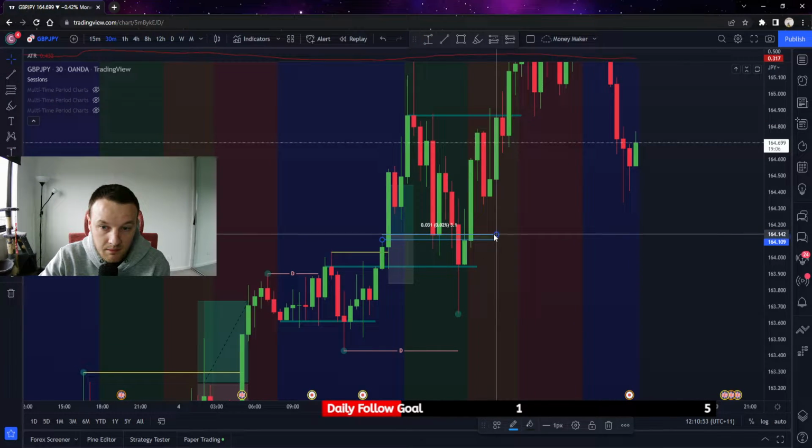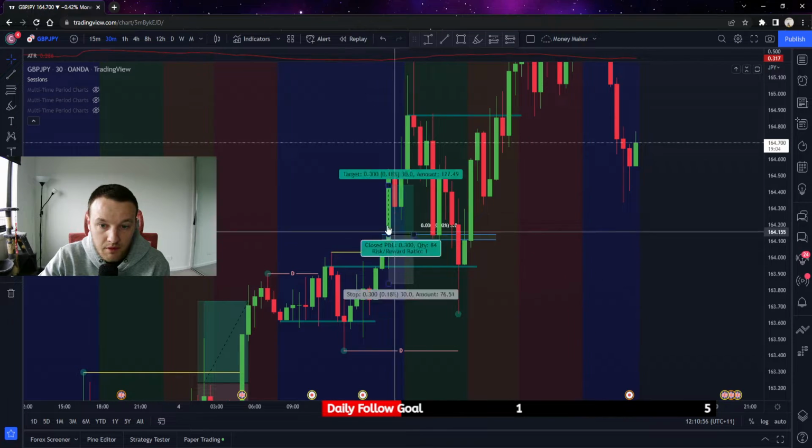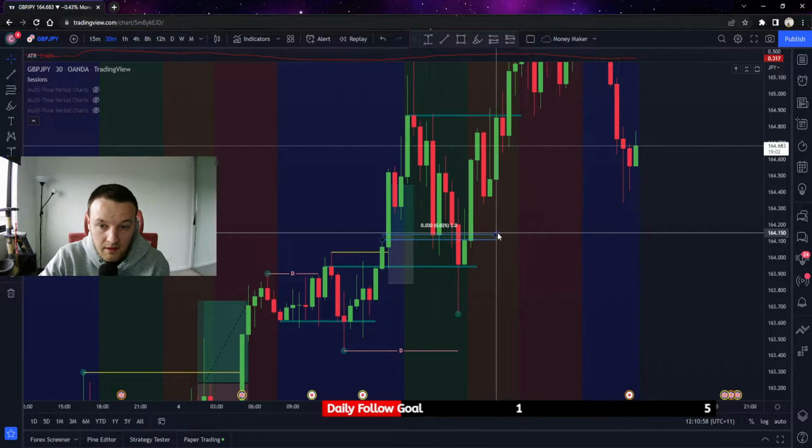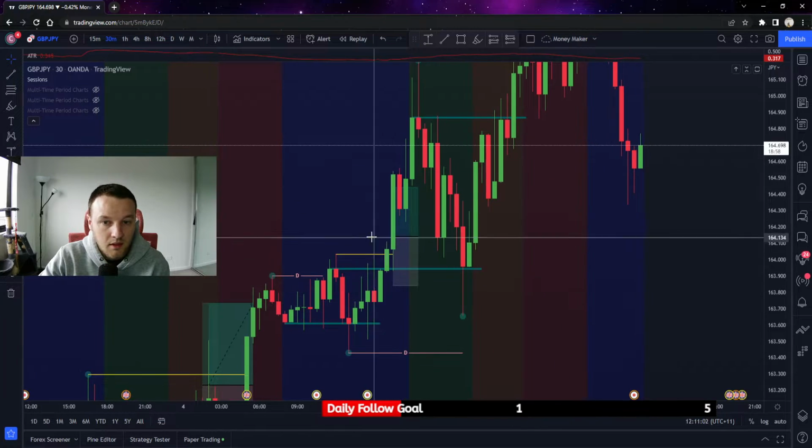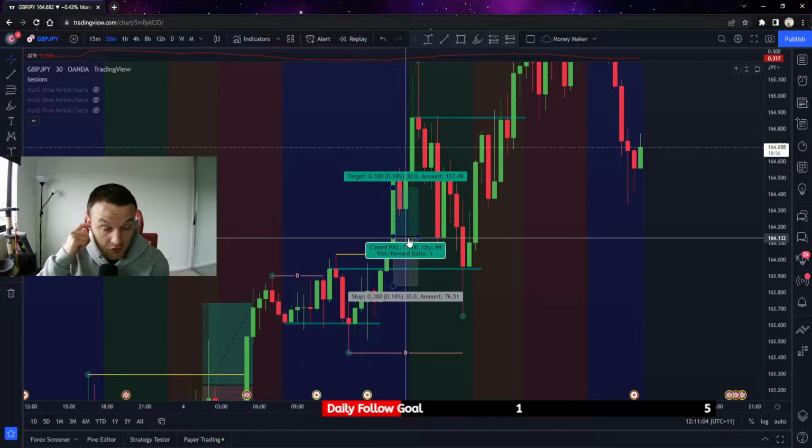As you can see right there, 3 pips would be your entry, and you would have put your buy stops right there. That would have got triggered, and that was a 30 pip trade there on GJ.